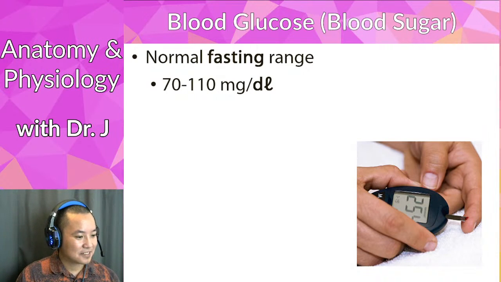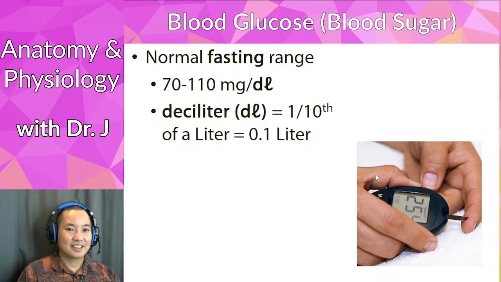Now, look at this person testing their blood. What they're doing is testing their blood and seeing the concentration of sugar. Looks like 254, so this person is way above the normal fasting range.